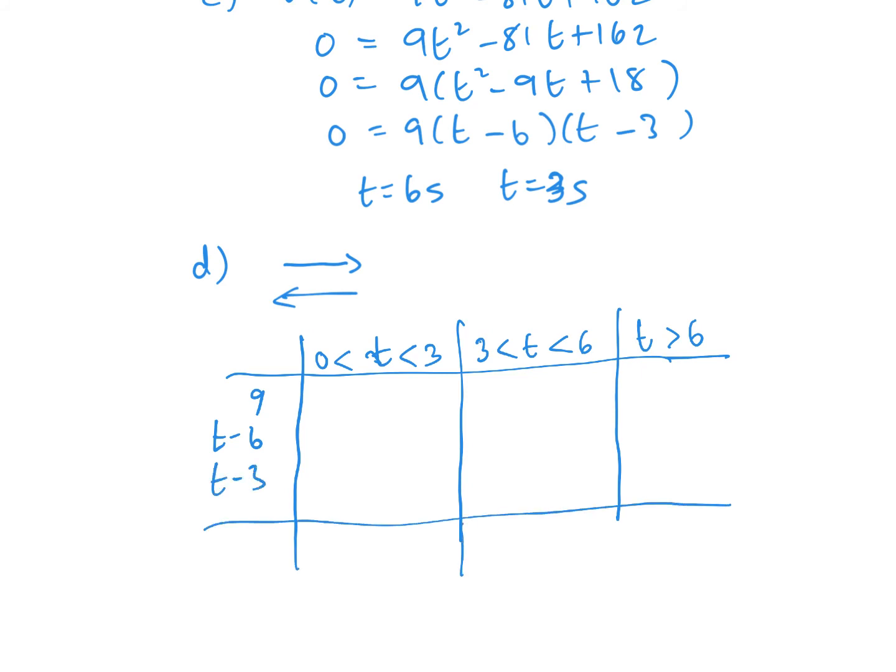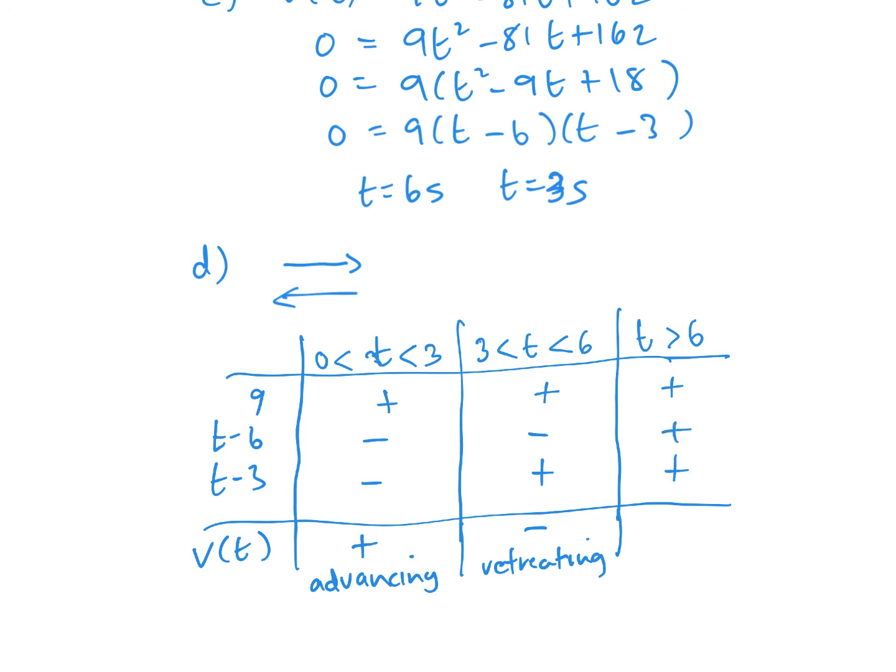And then we'll look at the velocity, and we're looking at whether it's positive or negative. So 9 is always positive. We have negative, negative, so that's a positive. So that means that at this interval it is advancing. We have a positive result. In the next interval it is negative, so it is retreating. It's going in the reverse direction. And then in the last interval it is positive, so it is then advancing.